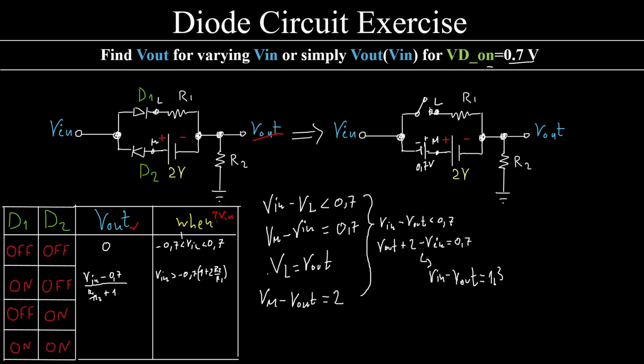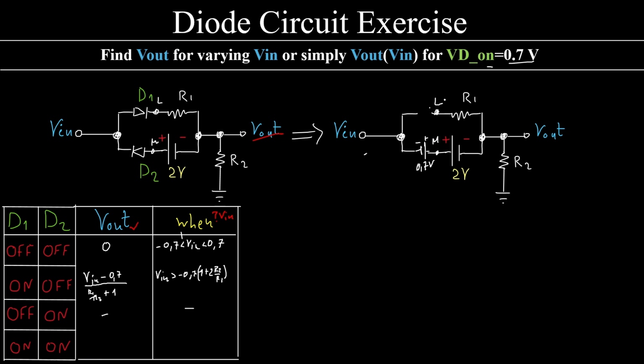So Vin minus Vout will be 1.3. Vin minus Vout must be less than 0.7. And if I go ahead and replace this over here, I'll have that 1.3 will be less than 0.7. As far as I know, this cannot hold true in the physical world. This means that the proposition that D1 is off and D2 is on is false. This can never happen.